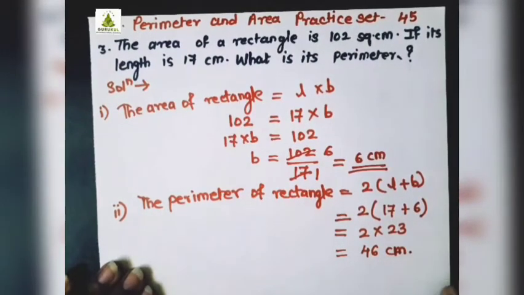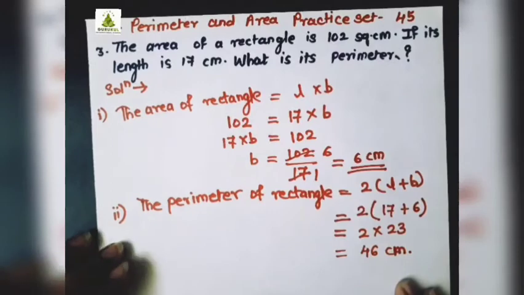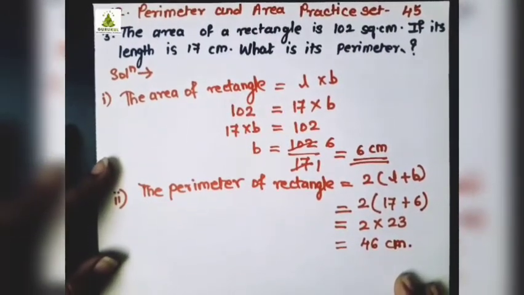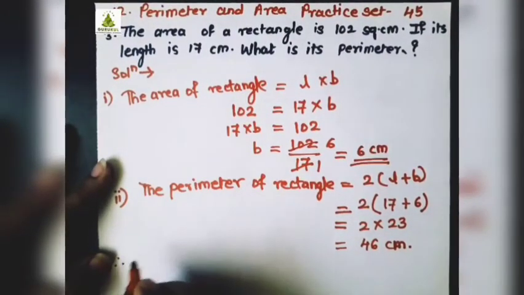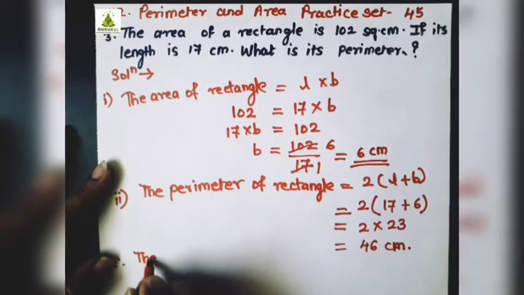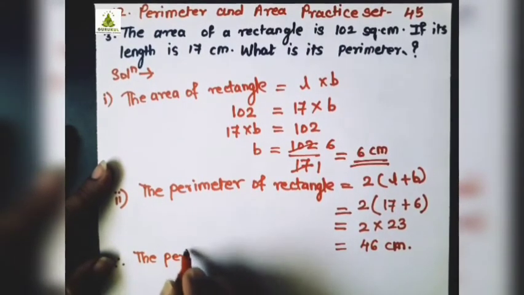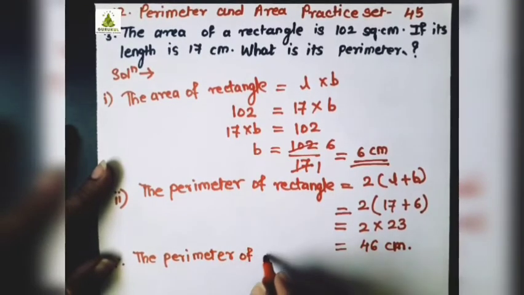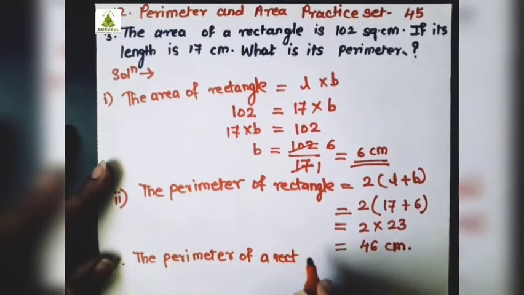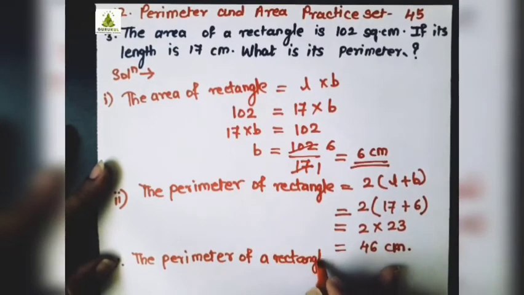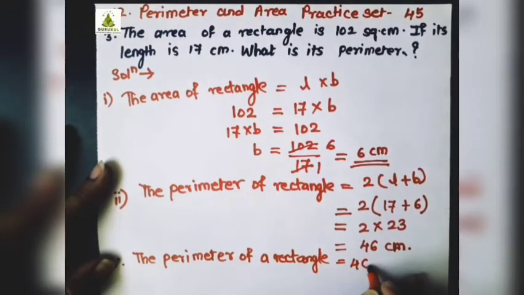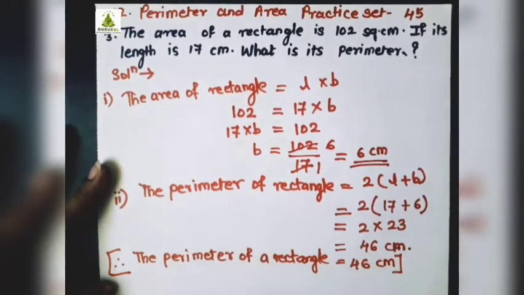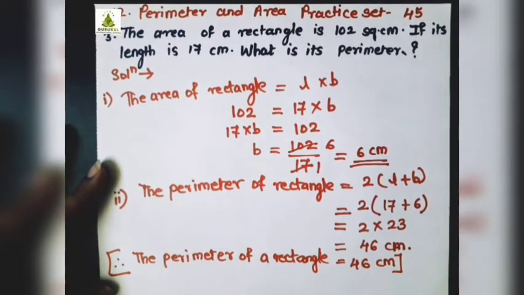Centimeter will be the unit. So the final answer for this question you will write: therefore the perimeter of the rectangle is equal to 46 centimeters. Okay, so this is the final answer for the third question.